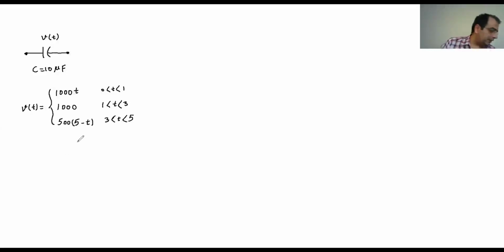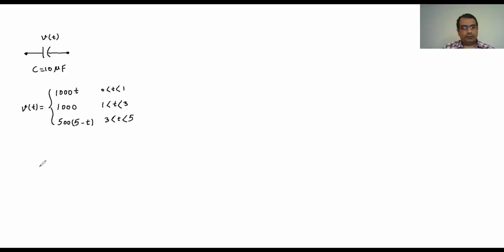Now I want to calculate the power and the energy into that. So remember that the power is V times I, the voltage times current. So if we want to calculate the power, the very first thing we need to calculate is the I. So if this is the V, we need to calculate the I.